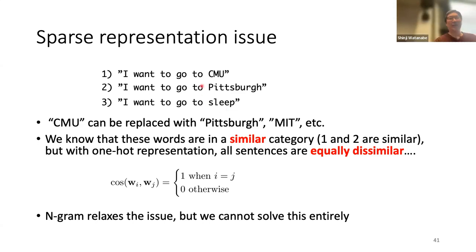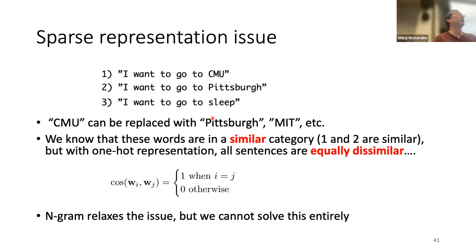But anyway, these three sentences are all okay, right? But the first two sentences can be similar in terms of the concept category. So these two sentences can be similar, and the third sentence can be a little bit different from the first two sentences. We want to capture that, but the n-gram just considers the one-hot vector, so these three are equally different, which is not very intuitive, right? So this is another issue.